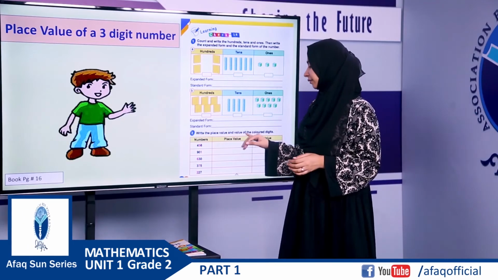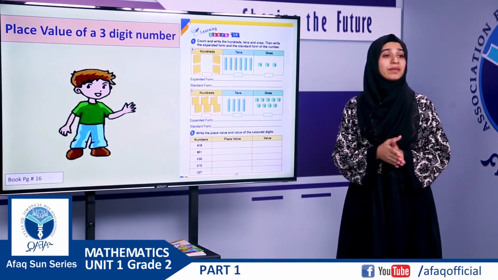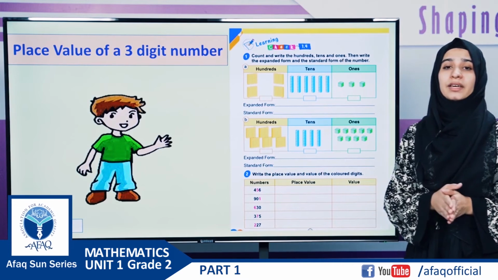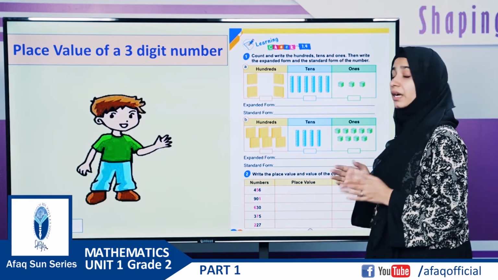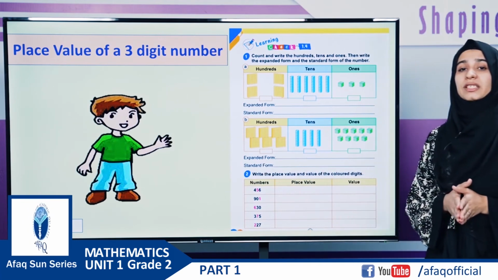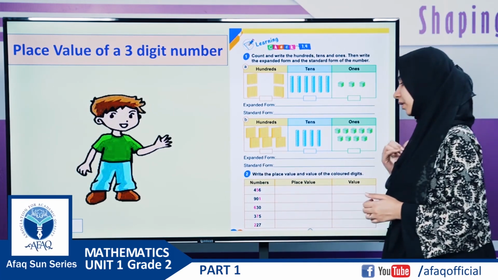Write the place value and value of the colored digit. Here they have given us some digits and some of them are colored. We need to find their place values. When we are counting the numbers, we are going to count them from the left side. But when we are going to check the place values, we are going to start from the right side.